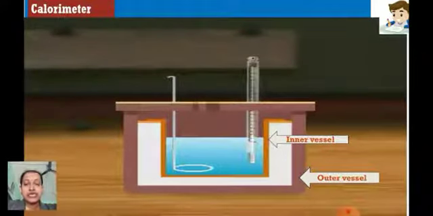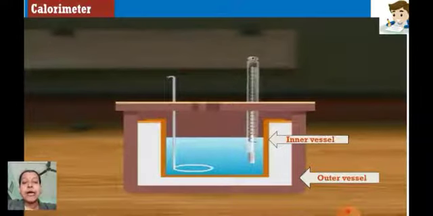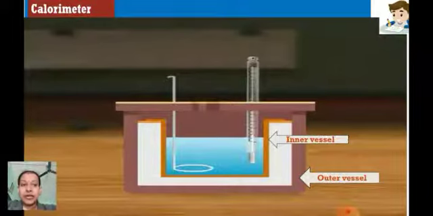It is called thermally insulated. That means heat cannot go out of the inner vessel, since there is an air cavity, and the outer vessel is made up of a bad conductor of heat. That means it will not allow any heat to pass out of the inside of the calorimeter.